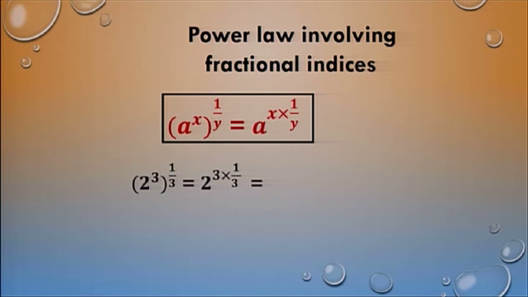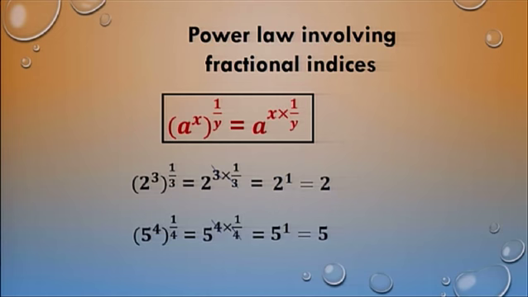For example, if you have 2 power 3 with another power 1/3, we have to multiply 3 by 1/3. Of course, the 3 will get cancelled. We shall end up with 2 power 1, which is equal to 2. Let's have a look at another example. 5 power 4 power 1/4. When multiplying this 4 by 1/4, the two 4s will get cancelled. We have 5 power 1, which is equal to 5.